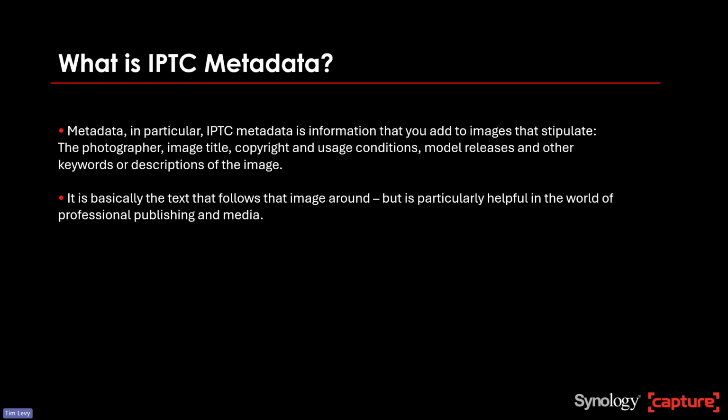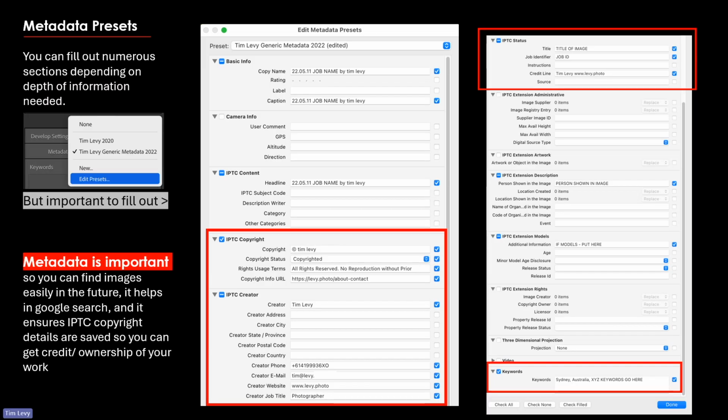IPTC metadata. You have metadata from your camera, and then you have IPTC metadata that you apply when you import it. Now, this is a whole thing in itself, but in Lightroom or Photo Mechanic or even Photoshop, you can alter your metadata. That will be things like your name, website, who the photograph's of. So it's basically the text that follows around that image for the rest of its life. This is why you have a preset and it's already ready to go. Or you just press a button, boom, metadata.